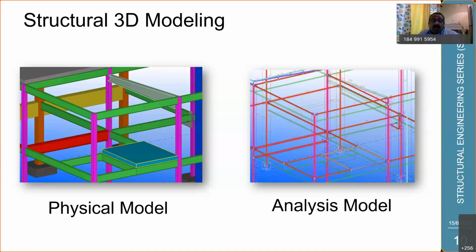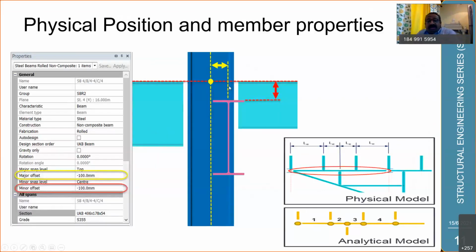The model which is going to be constructed or erected on the site, we call it the physical model. The analytical model is where we always model exactly at the center. So on the left-hand side, you can see the physical model and the analysis model on the right-hand side. I took some snapshots from various tools. And one can do the releases and check the support conditions in the analysis model, along with the physical position and the member properties.